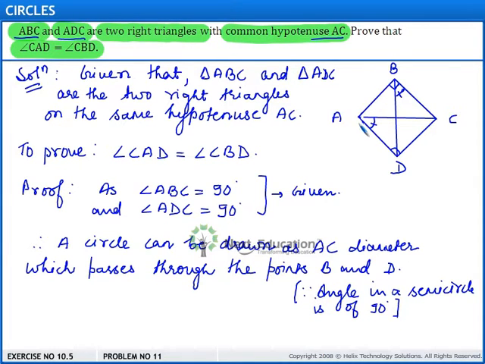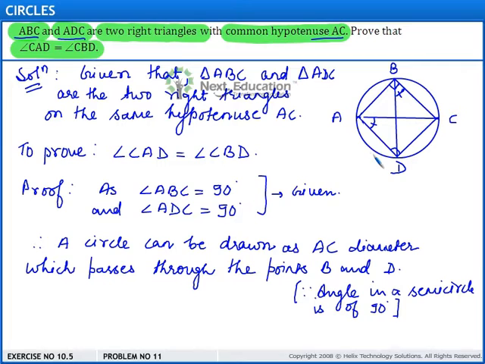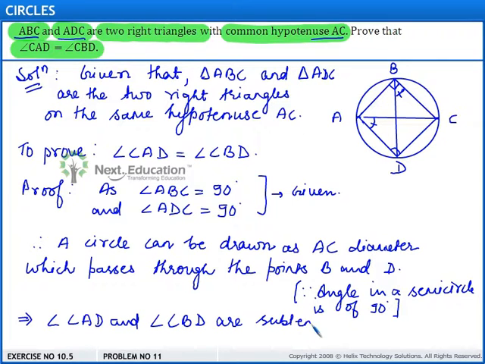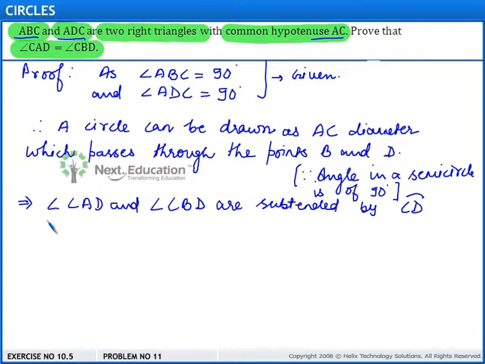So let us draw a circle such that ABCD lie on it. So this is the circle such that the vertices A, B, C, D lie on it. Now this implies that angle CAD and angle CBD are subtended by the same arc CD on the circumference.